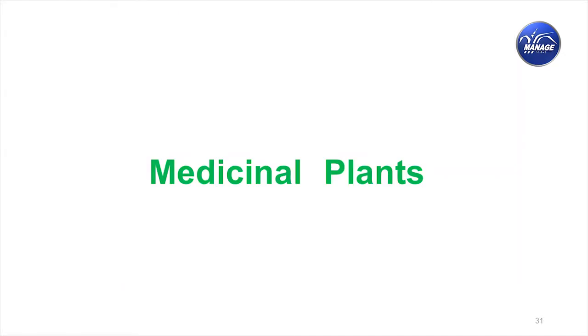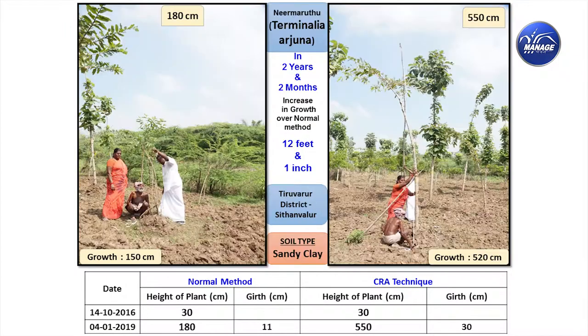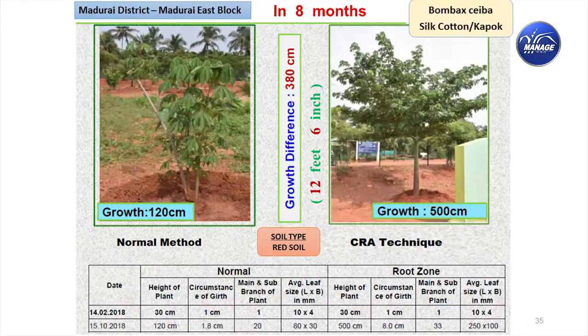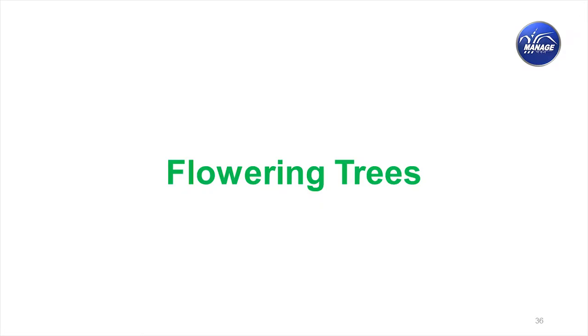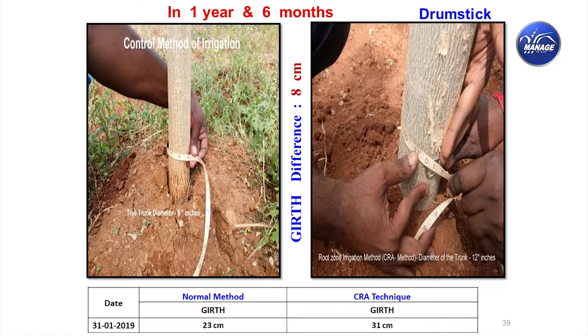Coming to medicinal plants, amla, in 6 months, the difference in height was about 6 feet. And in Terminalia arjuna, it is 12 feet and 1 inch in 2 years and 2 months. Albizia lebbeck, in roughly 2 years, it is 6 feet and 3 inches. In Bombax ceiba, that is silk cotton, the silk cotton seeds are also used for medicinal purposes, besides the cotton being used for pillows and mattresses. The difference is 12 feet and 6 inches. Flowering trees, in Mayflower, in 1.5 years, it is 11 feet and 6 inches. In Mimosa, it is 4 feet and 11 inches.